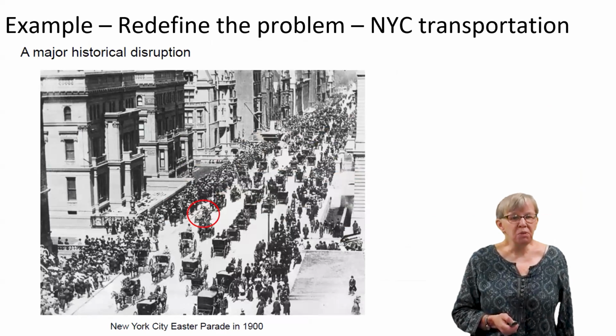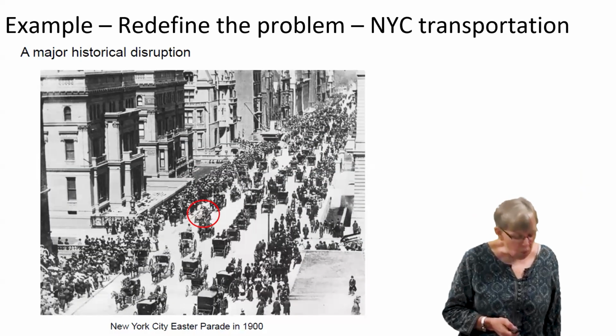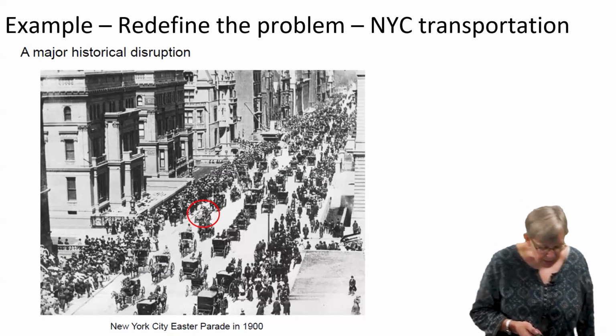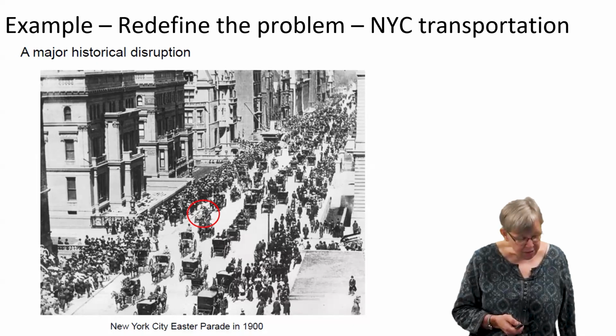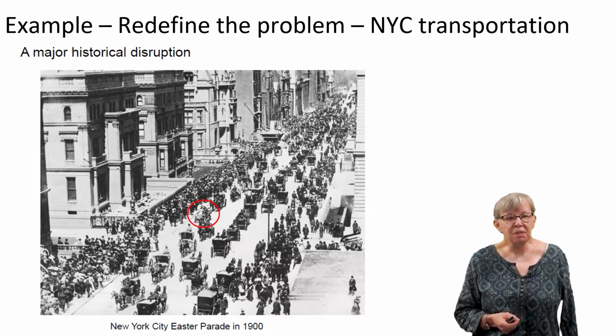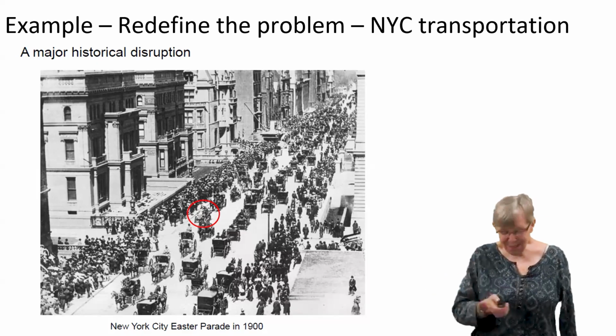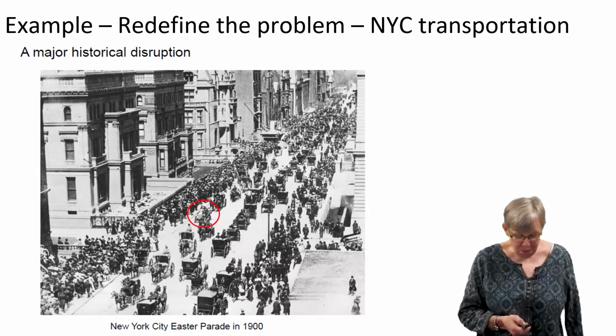Here's another one. This one's older. So this is New York City. It's a parade. The one circle in this parade is an automobile, and everything else is a horse-drawn carriage. So this was 1900. What do you think happens when you have that many horses running down Main Street? Dung, yes, whatever you want to call it, horse manure.